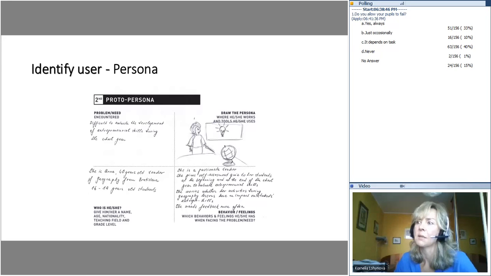This is the example of persona that we described when finding solutions for how to assess entrepreneurial activities. You can see that we drew the picture of the real teacher who was passionate but has difficulties. So it is important that we really know who is going to be the final user, and we try to understand him very well.